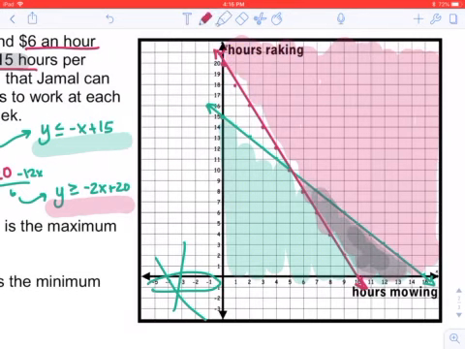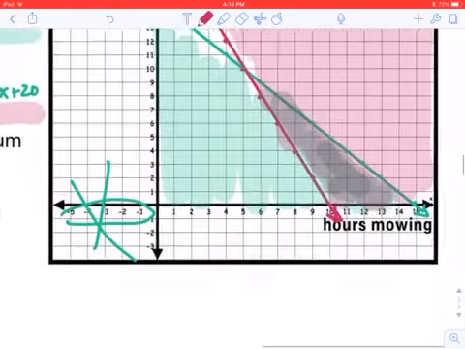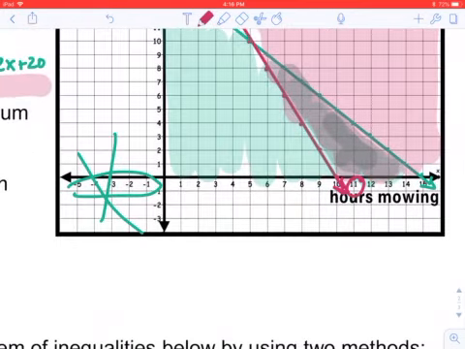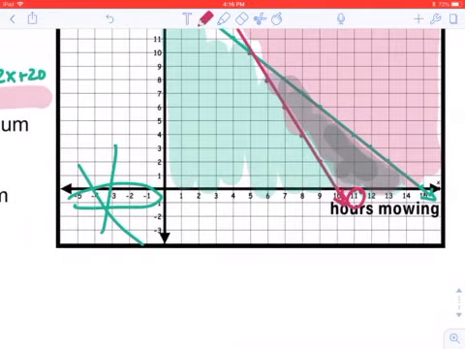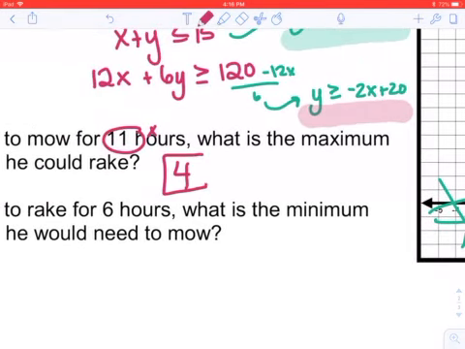So going to answer their questions. If he decides to mow for 11 hours, that means that's an x value. What is the maximum number of hours he could rake? Well, let me go on the x-axis to 11 hours mowed. That'd be right here. So if we want to know the maximum number of hours he could rake, I'm going to go up the graph to the maximum point that will work, which is this point. I read it across, and it's 4. So the maximum number of hours he could rake would be 4. Which makes sense, right? If he's only allowed to work for 15 hours, his mom was going to say, if you've already done 11, you can only do 4 more.